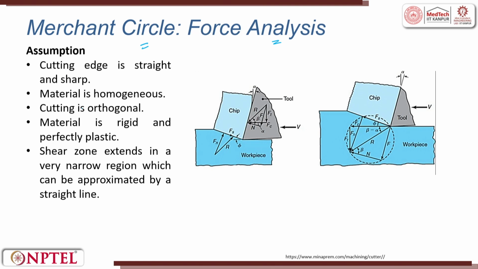The cutting edge is straight and sharp, and it is assumed to continue to be so. The material is homogeneous, there are no impurities, there are no defects. The cutting is orthogonal. The material is rigid and perfectly plastic, so the response will be perfectly plastic. The shear zone extends over a very narrow region which can be approximated to a straight line. So, we say the area is very small. These are the assumptions, and as we have already seen, all of this applies.